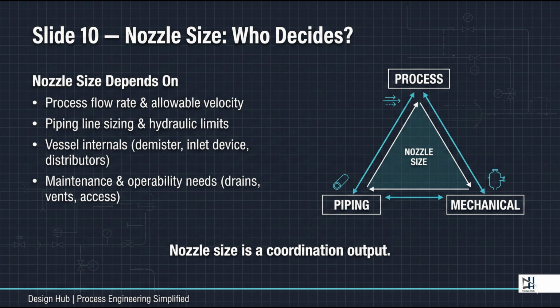Beginners often think mechanical decides it, because the nozzle is part of the vessel. But in real EPC, nozzle size is a coordination output. It comes from process, piping, and mechanical working together. Let's break it down clearly.